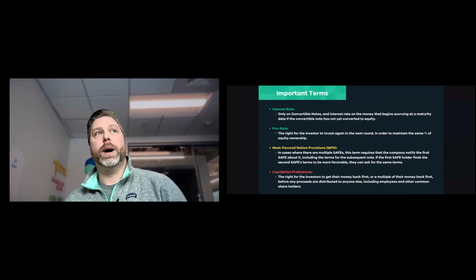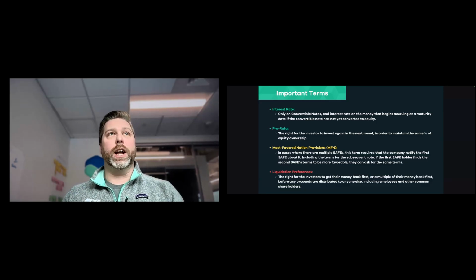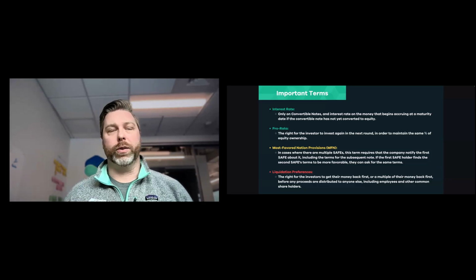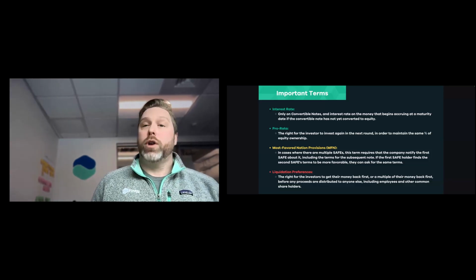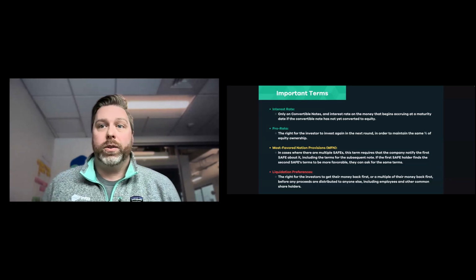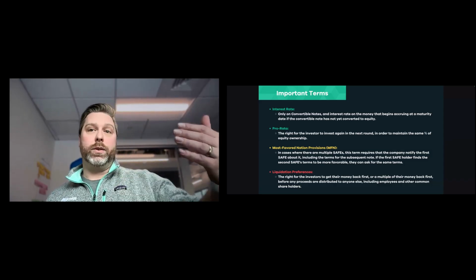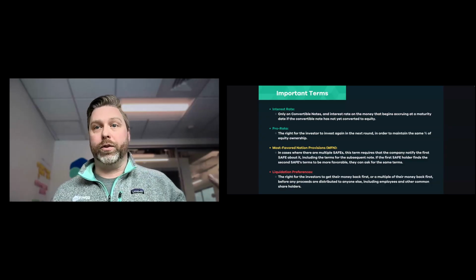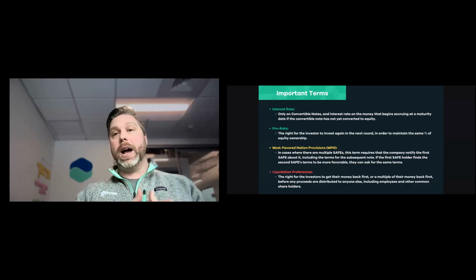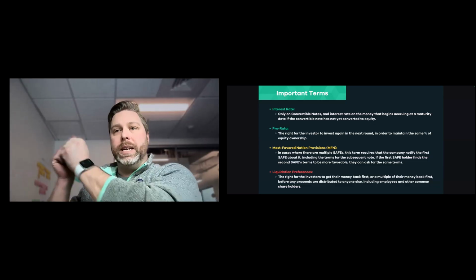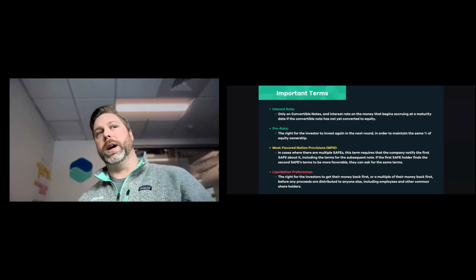Okay, the other things you should know about if you do a convertible note. Interest rate, it's only on the convertible note, but it's the percent at which you're going to be charged interest. Pro rata is an interesting term for you guys to know. Pro rata is the right for an investor to invest again in the next round and maintain their percent. So if Matt invests in my company and he buys 5% of it, 2 years go by, I go to raise the next round and he has pro rata, he can invest again to maintain his 5% and avoid getting diluted by the new investors.